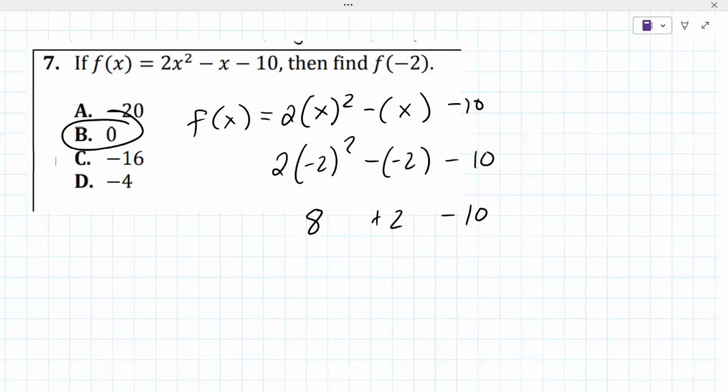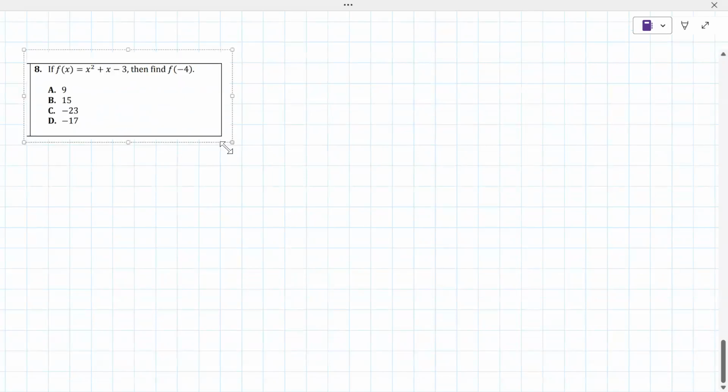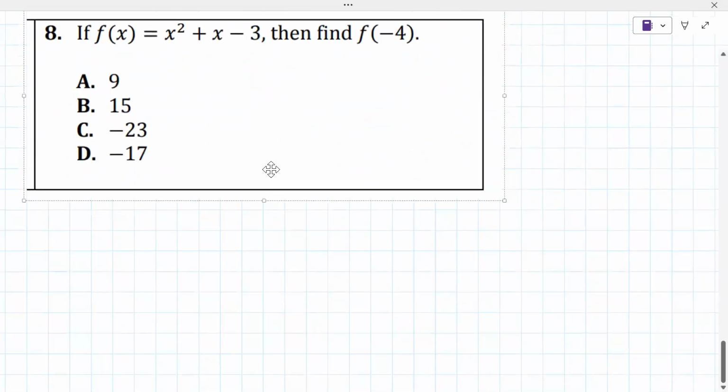So this thing with the parentheses, I recommend you do. They will never, never, never, ever do it for you. So you have to do that. This will be our last problem for today. So do your best here. See if you can come up with the right answer.